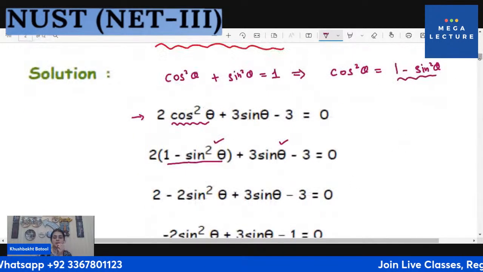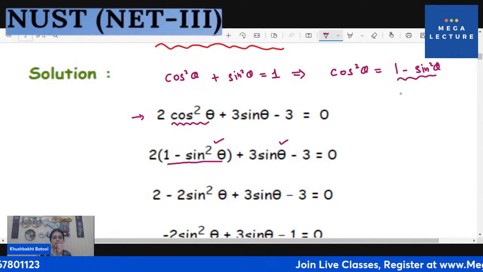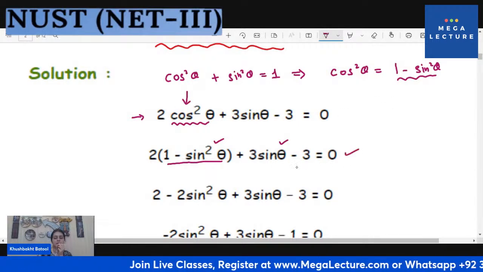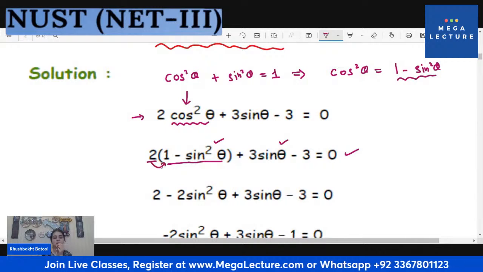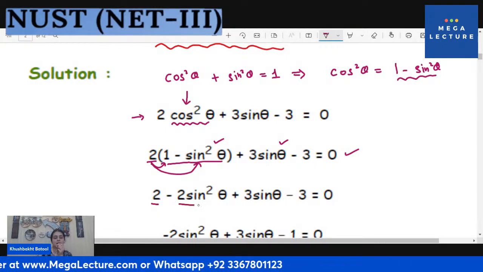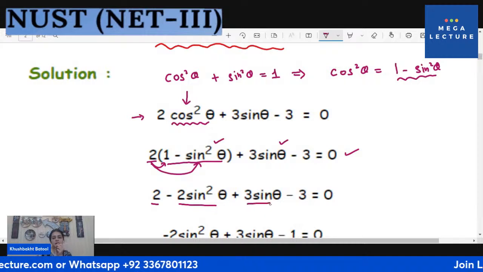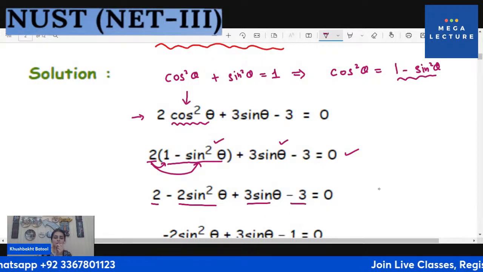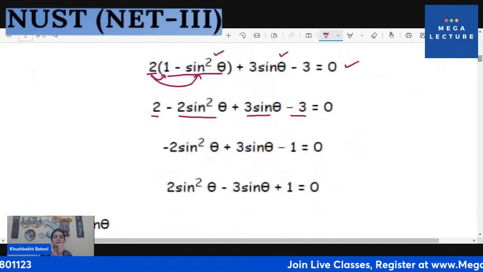So I've used the basic trigonometric identity. I've plugged in here and I got this. Now I'll multiply this 2 with 1 and this 2 with sine square theta. I got 2 minus 2 sine square theta plus 3 sine theta and minus 3. All of this was there already. After simplifying this, I got this equation.